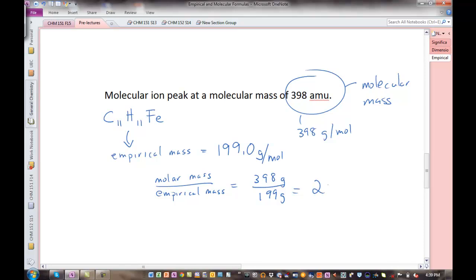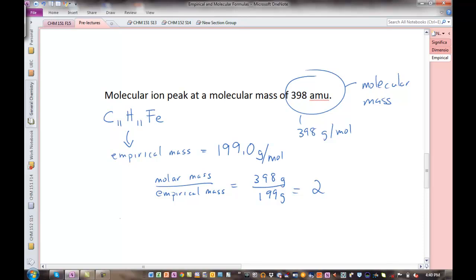So if you work the problem correctly, you should get a whole number here, because the molecular formula is going to be some multiple of the empirical. It might be the same, so you would get a factor of 1. It might be double the empirical formula. In this case, we get a 2. If the molecular formula is triple the empirical formula, you would get a 3, and so on.